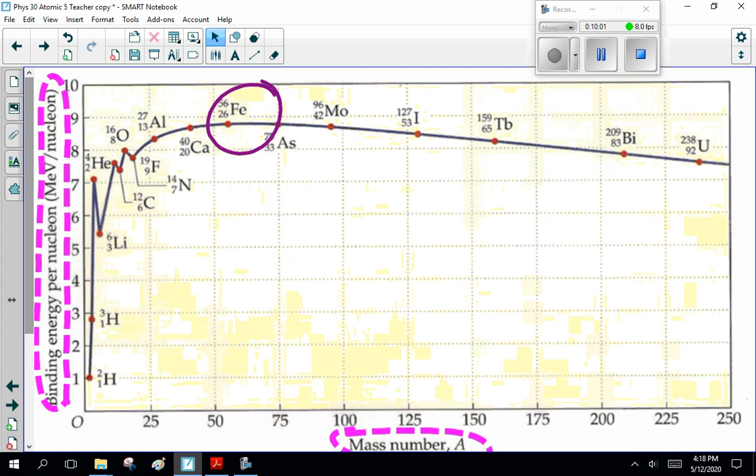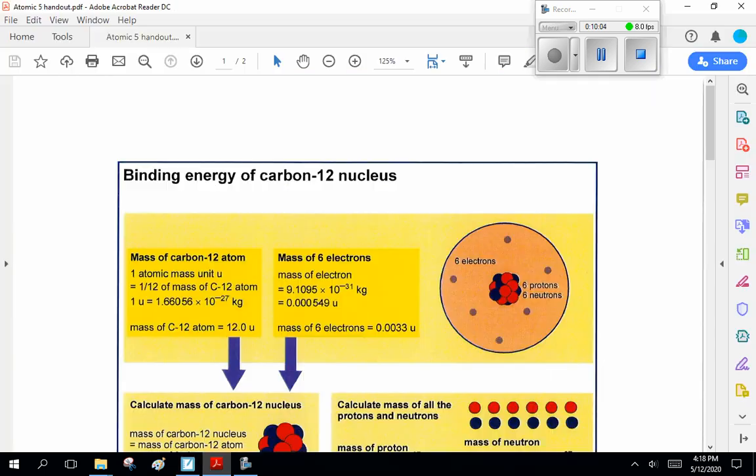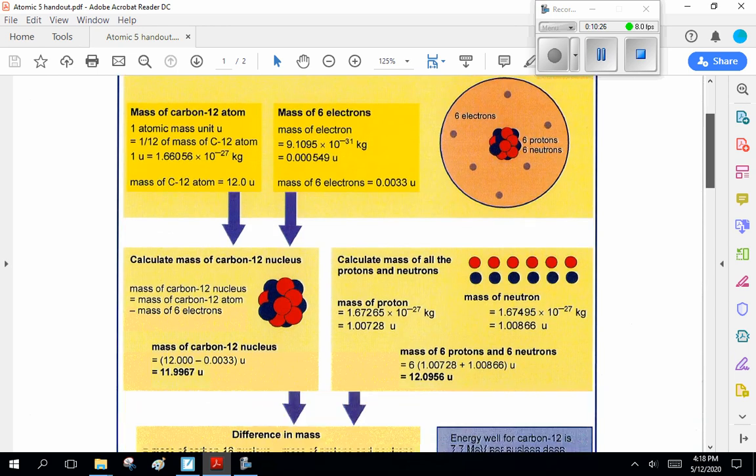Now, in your folder, there's a separate handout called Binding Energy of Carbon 12. Looking at this very briefly, it very nicely explains this lesson. Look at the mass of the atom. The mass of carbon 12 is 12 units. Sometimes we count the electrons, but for 6 electrons, it's 0.0033 atomic mass units. It's small enough we can usually ignore it.